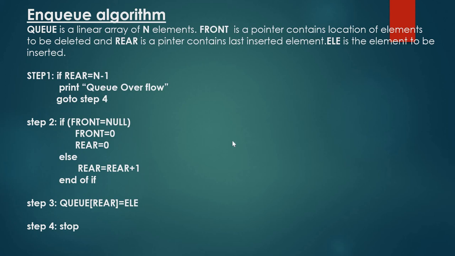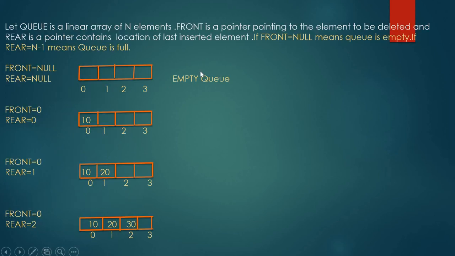And we can consider one more condition. See here, in this first case, front is equal to null. What is the meaning of front equal to null? The queue is empty. Front equal to null means the queue is empty. See here, in this case, the maximum number of elements is 4 and this is an empty queue. In that empty queue, front will be null.